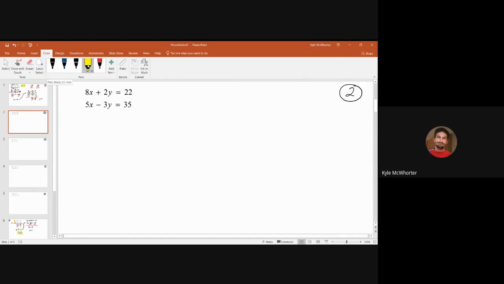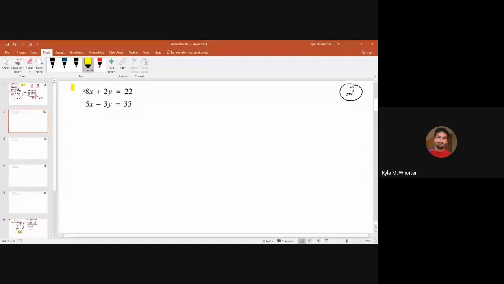But look at the y's. We've got 2 and -3. And they go into 6, right? So it's going to be much easier to get a 6y and a -6y than it is to get a 40x and a -40x. So what am I multiplying by? The top I would need to multiply by 3, to get 3 times 2y is 6y. And the bottom I would multiply by 2.